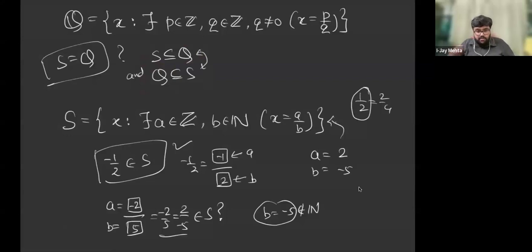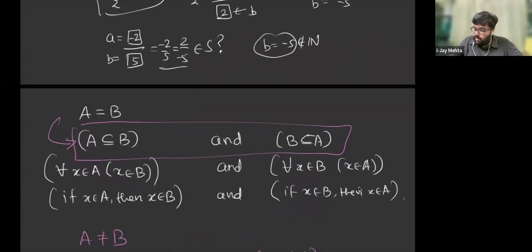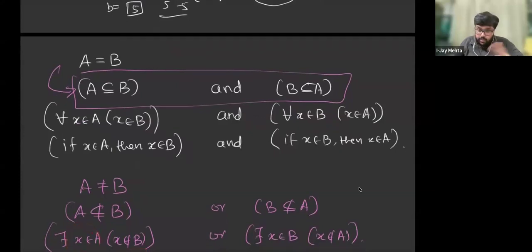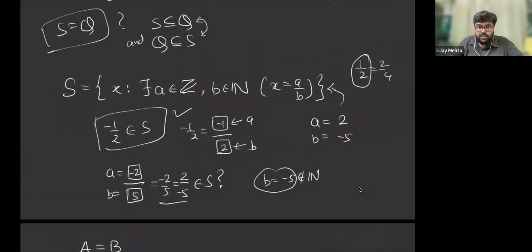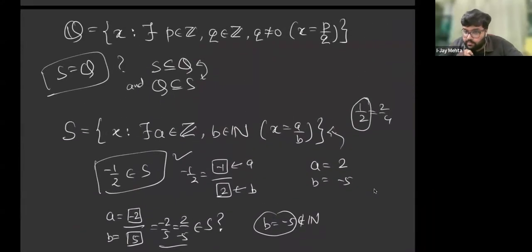At least one side? Or do you see any element which is in one of them but not in the other? Either S is not a subset of Q or Q is not a subset of S. Then we need some element which is in S but not in Q, or some element in Q which is not in S. So do you see a relation?